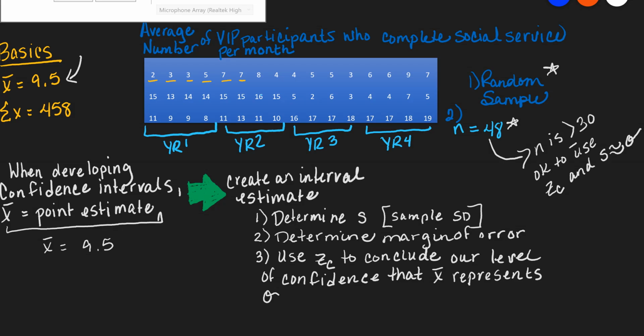Here are the steps that we're going to take. We are going to calculate S, which is the sample standard deviation. Then we'll determine our margin of error. And finally, we'll use a Z critical value because our sample size is greater than 30, so we know it'll fit in a normal standard distribution. We'll use a Z critical value to conclude our level of confidence that our sample mean or our interval estimate truly represents the population.